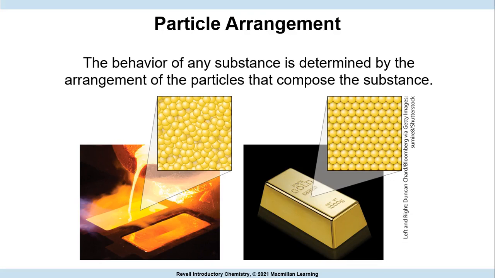So the behavior of any substance is determined by the arrangement of the particles that compose that substance. For example, here we are looking at a bar of gold. This is in the solid state. In the solid state, it will have a different behavior. So these are the atoms in the solid state. And in the liquid state here, when it is heated, they take the gold, you heat it up to a very high temperature, it melts and it gets into a liquid state. At the liquid state, it has a different behavior, and at the solid state, it has a different behavior because of the composition of the substance.